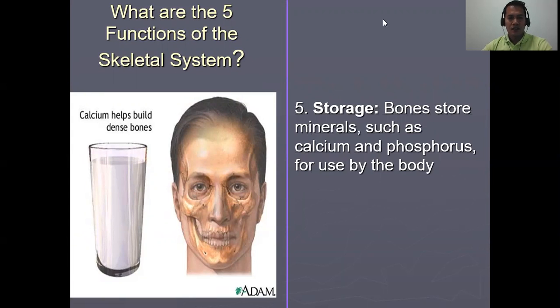The skeletal system also provides storage for the body. It stores minerals like calcium and phosphorus. And these two minerals are very important for the function of our bones. And not only the bones, but also the function of our body.